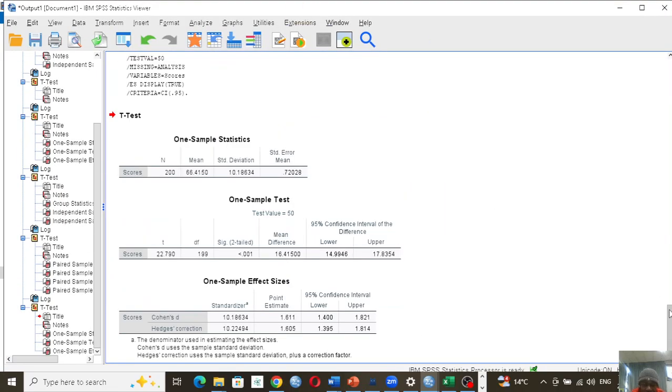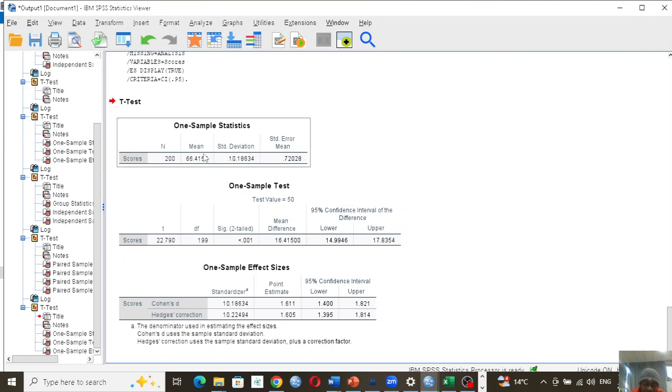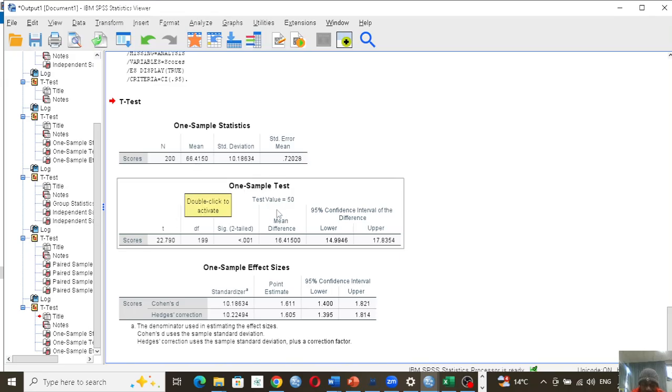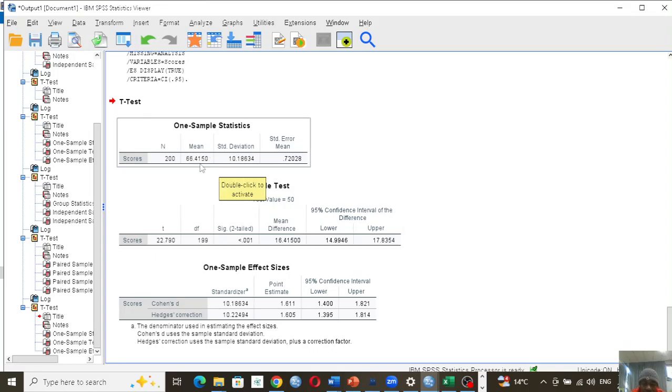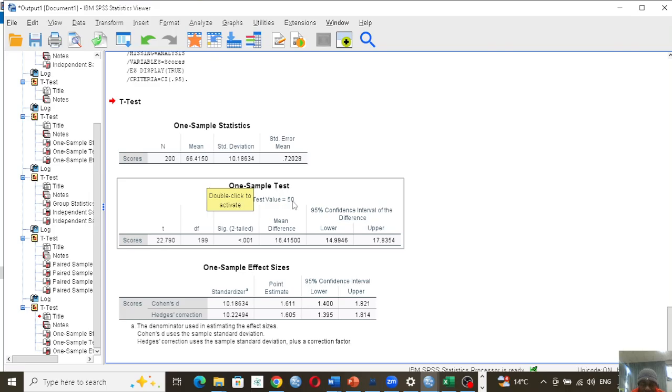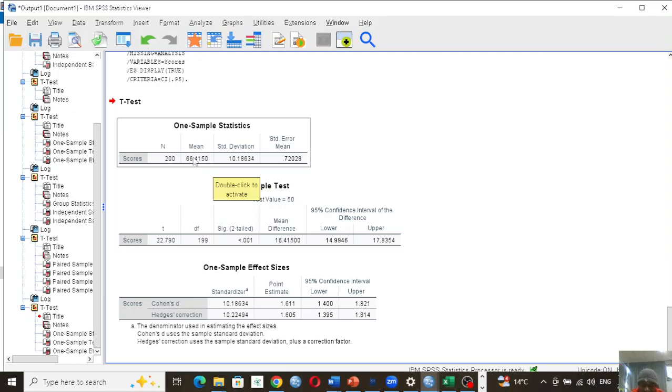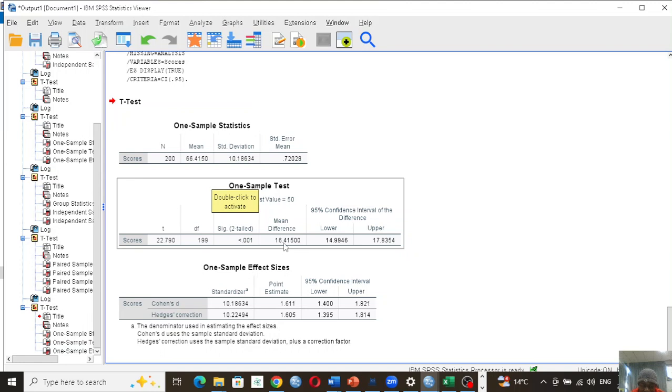So when we run the test, we come here. Then we check the mean score of the students. That is the first thing we have to check. Now, this is also the test value we are going to compare it with. So when we check the mean score of the student, it is 66%. Then we compare it with this one. And this one becomes the mean difference. The mean difference is just to subtract the 50 from the mean that we had, and that is this one.